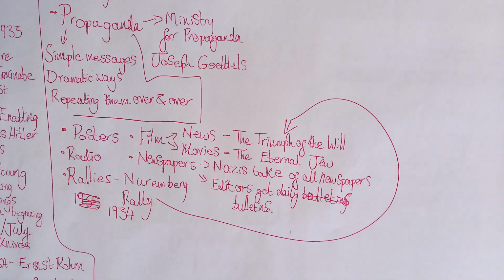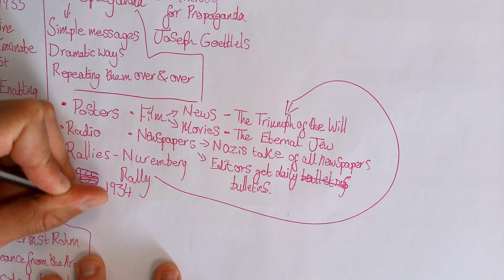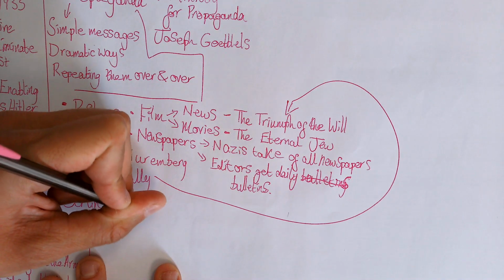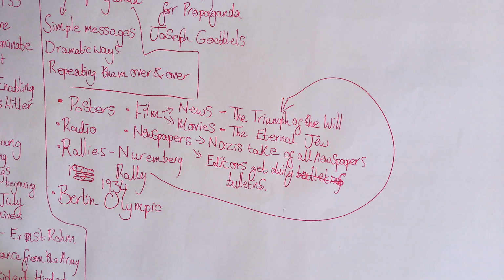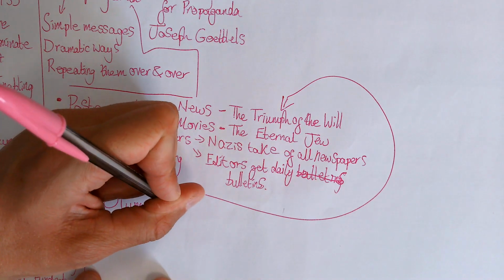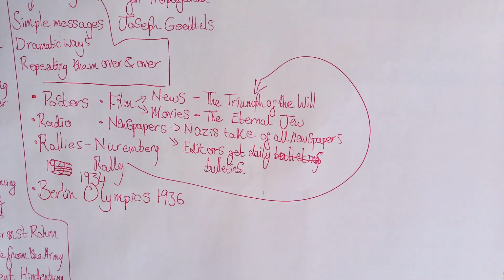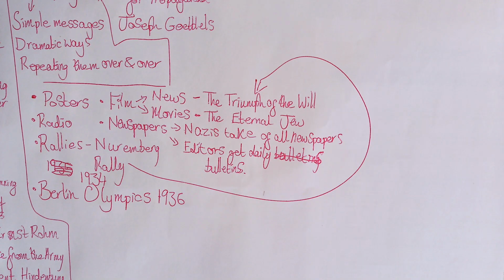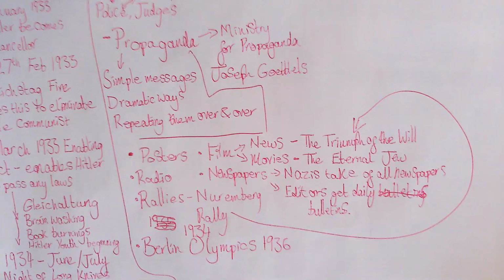Have I missed anything out? Oh, I suppose the other big propaganda thing we've spoken about is also the Berlin Olympics, which was a great way for Hitler to show off, basically. And that's in 1936. Okay? All right. So that is how Hitler gained control.